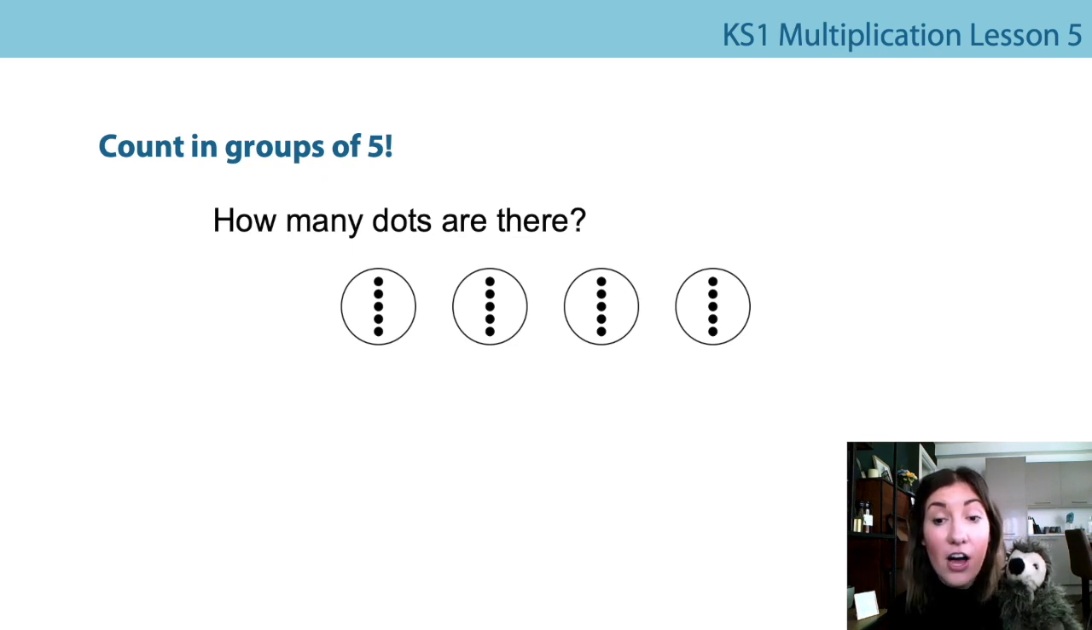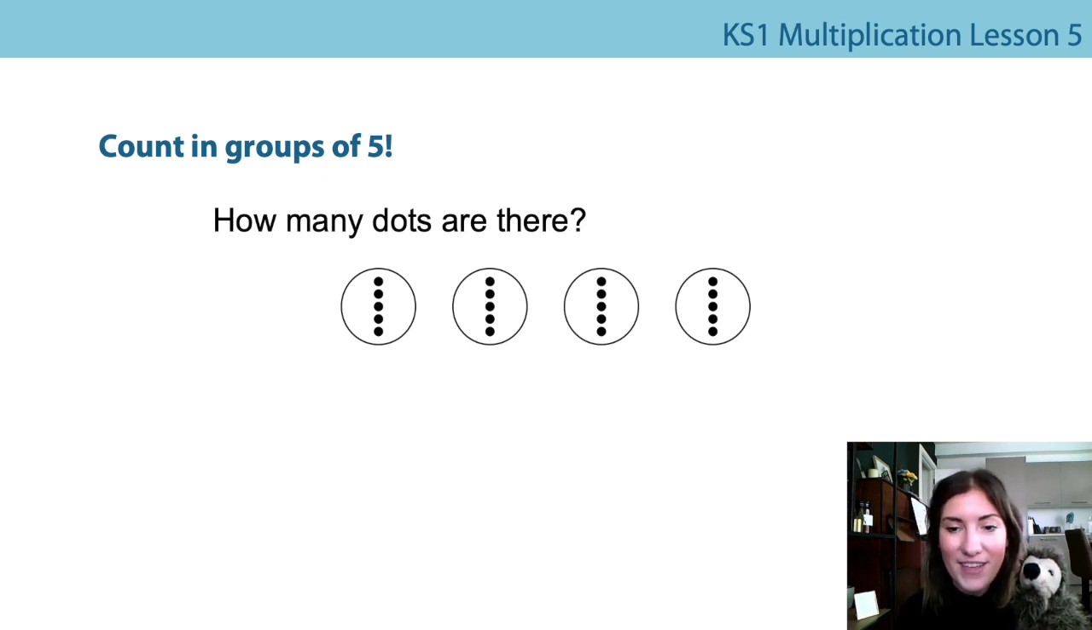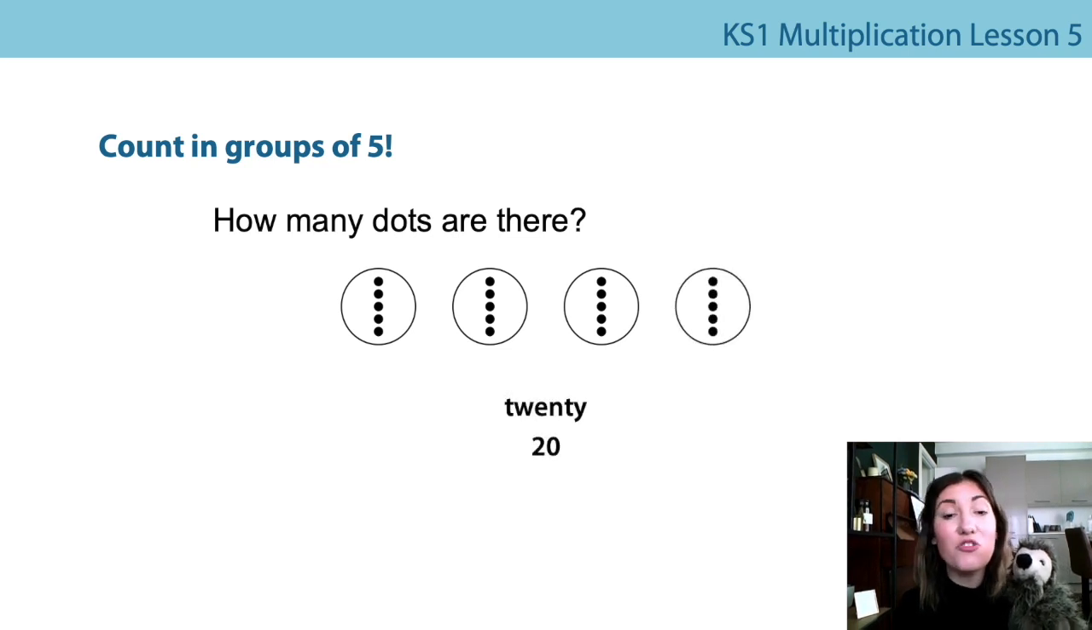How many fives tokens does Miss Molnar and Harold have on the screen? That's right, we've got 4 groups of 5. You can lay out 4 tokens as well. Let's count on in fives together to see how many dots we've got all together. Are we ready? 5, 10, 15, 20. There are 20 dots all together.